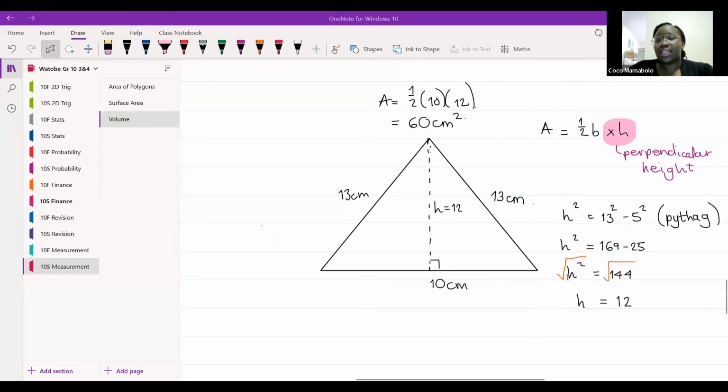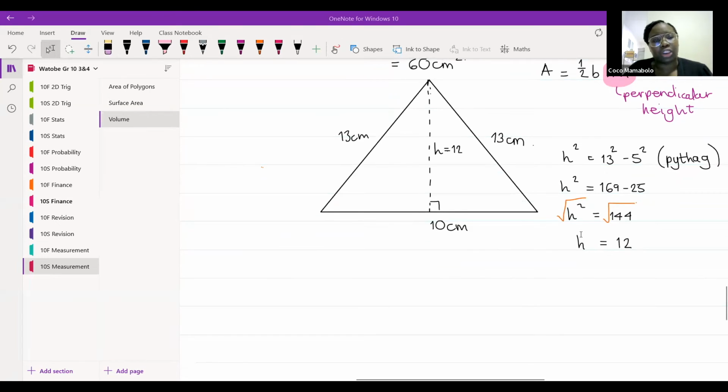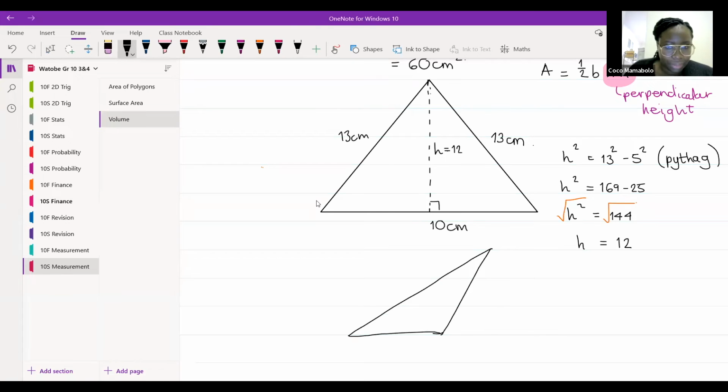Okay, now, this is how we have to do this. Every time we're calculating the area of a triangle, we need the perpendicular height. Now, what happens if I give you a triangle that looks like this? What happens when I give you an obtuse triangle? If I give you an obtuse triangle, we're going to face a problem, right?